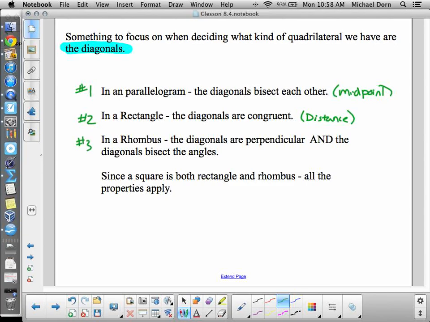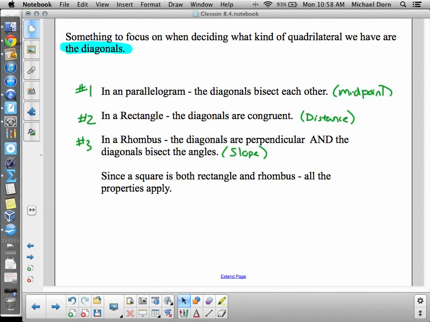Then finally, number 3, are the diagonals perpendicular? And that's measured through slope in the coordinate plane. And again, depending on what you find out, we can determine exactly what type of shape it is.